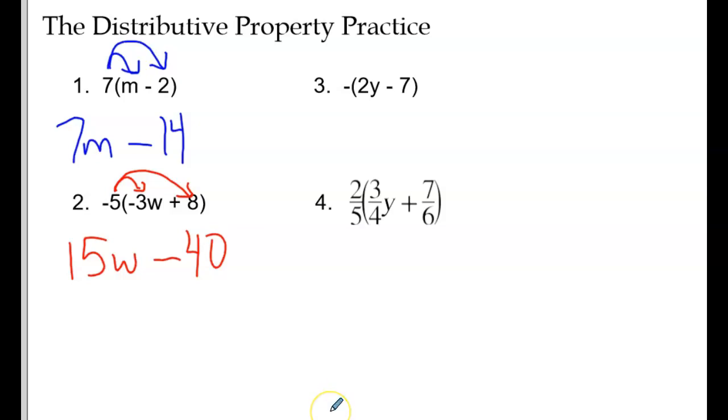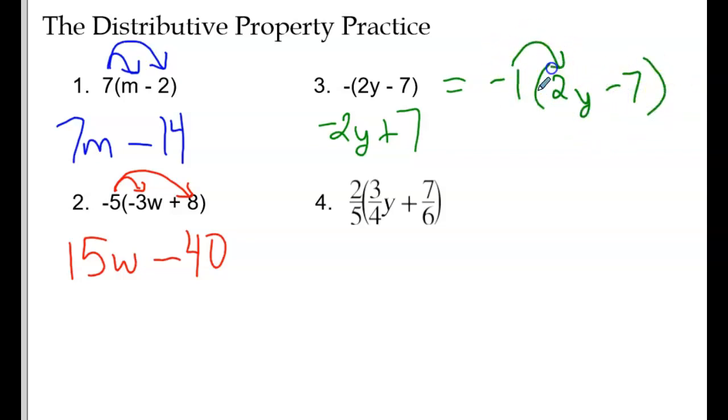3 could be a little tricky. Just have the negative sign out there in front of the parentheses. You could think about it as like, what's the opposite of 2y minus 7? It's negative 2y plus 7. I just do the opposite of everything I see there. Or, remember we talked about the understood 1 earlier in this course. So you could think about this as a negative 1 out in front of the parentheses. Well, negative 1 times 2y is negative 2y. Negative 1 times negative 7, positive 7.